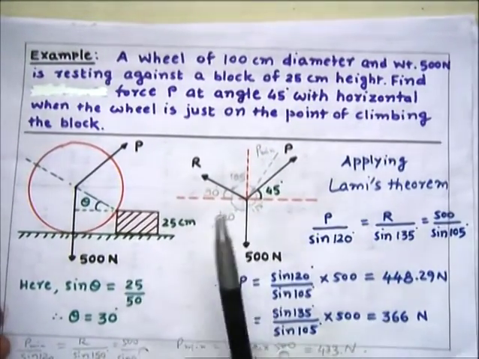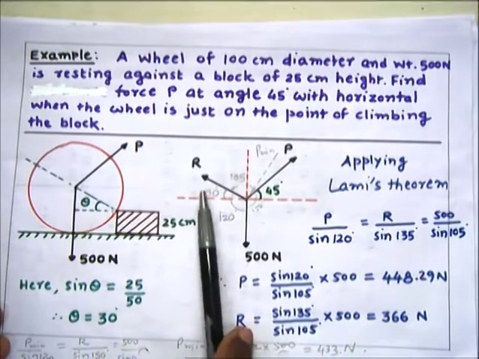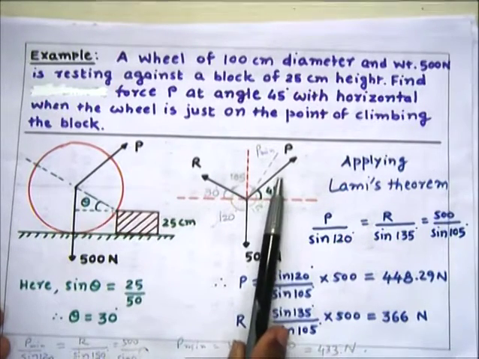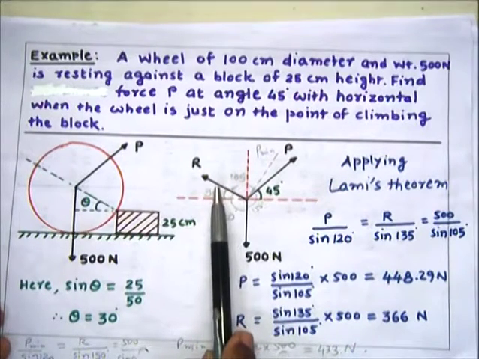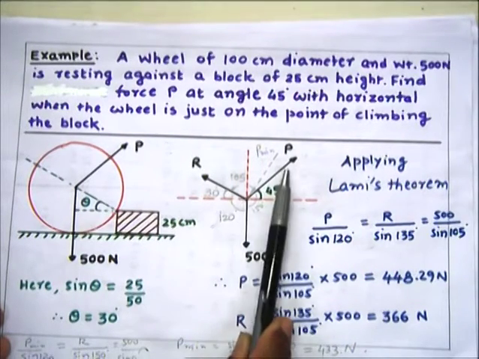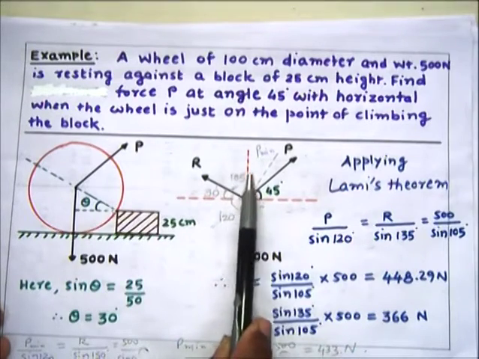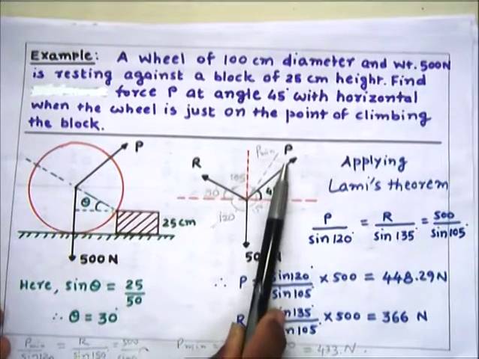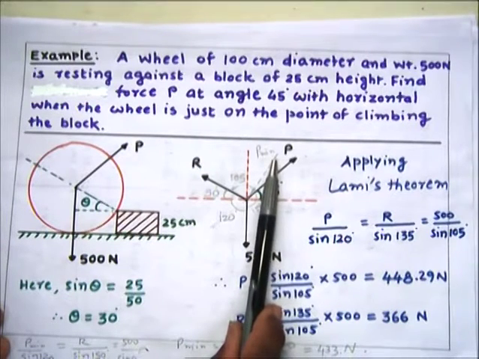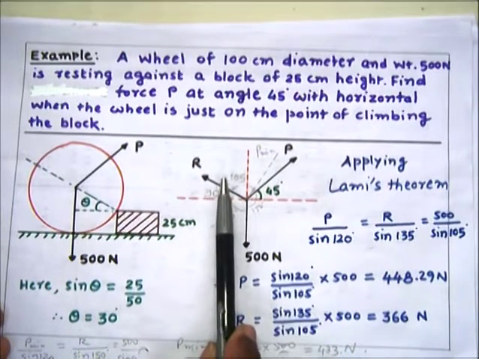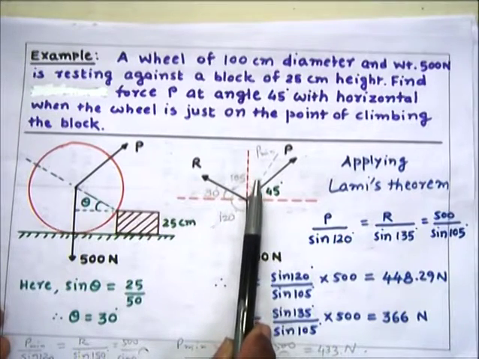And suppose in this case you are asked to find out this minimum force P, then what we have to do? We will have to take the angle of P with reaction R as 90 degrees. Then we will get the value of P as the least or minimum value. So in that case, this angle between R and P will be equal to 90.